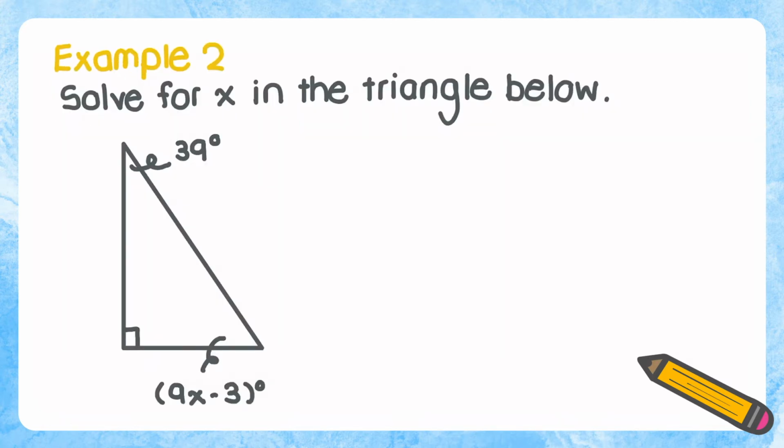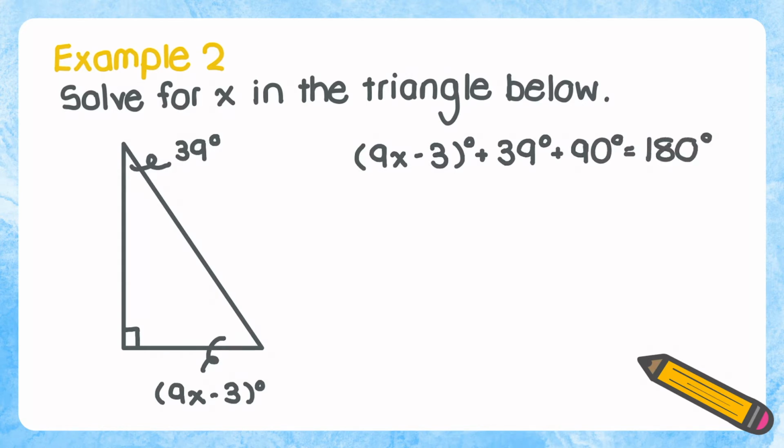Here's our second example. Again, we are asked to solve for x. I know that the 3 interior angles are going to add to 180 degrees. So 9x minus 3 degrees plus 39 degrees plus 90 degrees, that right angle, equals 180 degrees. Now let's simplify this little by little. So I'm going to leave 9x degrees by itself, minus 3 degrees. 39 plus 90 is 129. So 129 degrees.